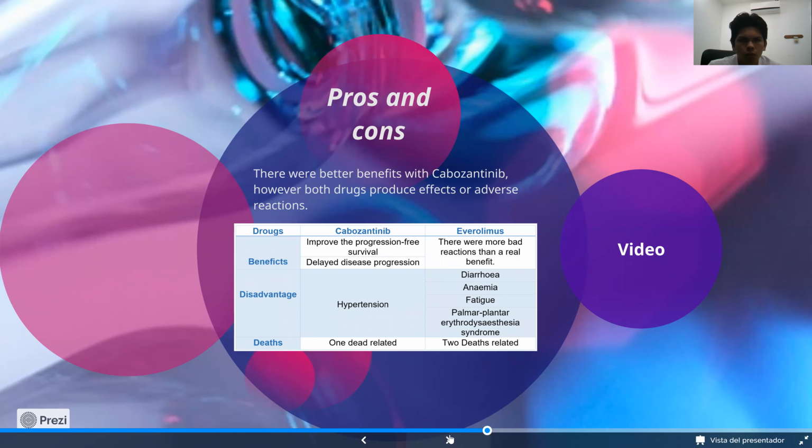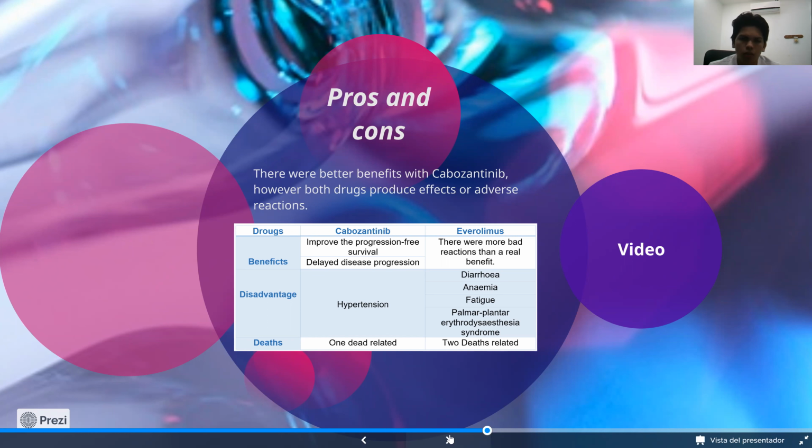Pros and cons: there were better benefits with the first drug, which is cabozantinib. However, both drugs produce adverse reactions. The benefits of cabozantinib were the improvement of progression-free survival, and it also delayed disease progression. The disadvantage of this drug is that it causes hypertension. Also, there were deaths in this experiment.